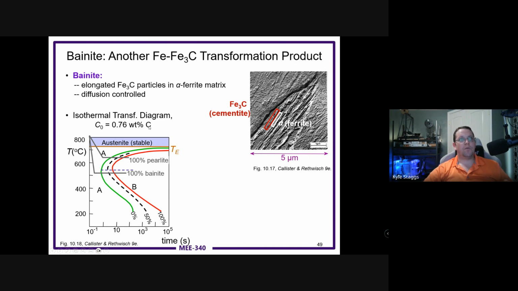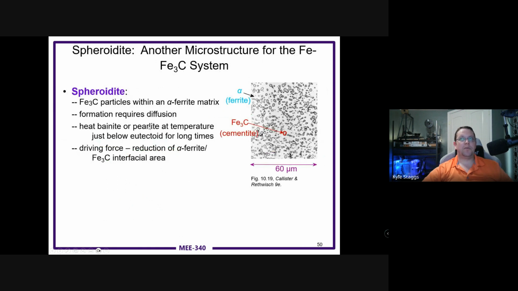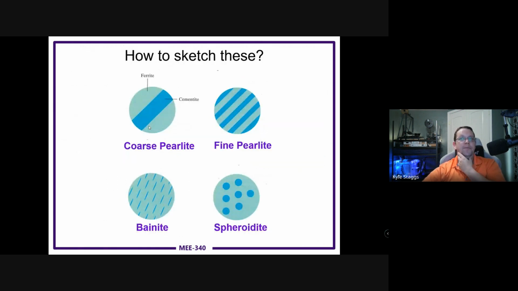So the rate at which we cool it, that's where some of this comes in. So spheroidizing takes something like a coarse perlite, and when you heat it up to a spheroidizing temperature, it comes over here to form spheroidite. So it's not just temperature, but it's also time in terms of the process. So again, we'll spend more time on that in 11, but it all goes together.